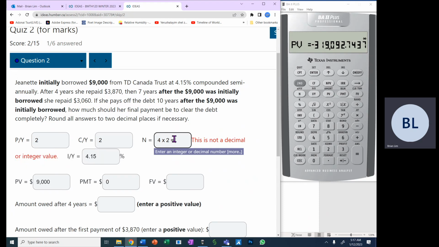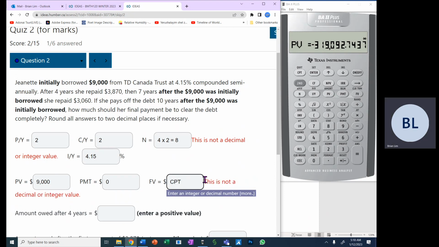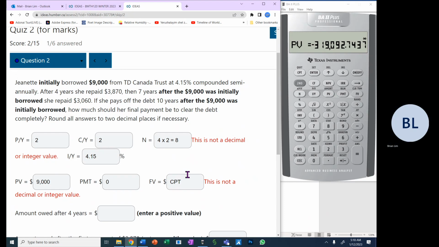The 2 coming from where? Well, the 4 is coming from the 4 years, right? So after 4 years, and the 2 is coming from right here. So 4 times 2. Now we will use the calculator to do that for us. And what we really need to compute is after 4 years, how much is owing. So this here should be the compute, the future value. All right, this time it's correct. I am very sure. Okay, now, so let us go to the calculator.